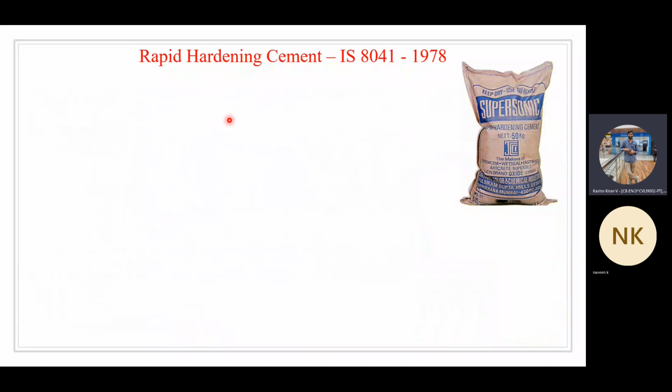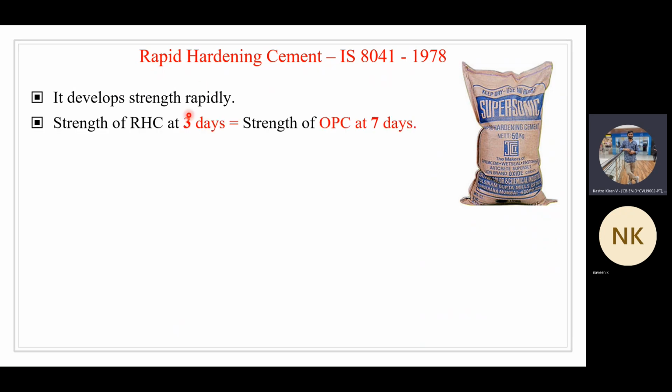And then we have the next type of cement, which is called rapid hardening cement. You can see on the top of the cement bag, rapid hardening cement. You may not be able to see the exact word rapid here because of the crunch of the cement bag, but you can see hardening cement. So it's basically a rapid hardening cement. The advantage of going with rapid hardening cement is it sets or gets hardened very fast. Rapid means very fast. So it develops strength very rapidly.